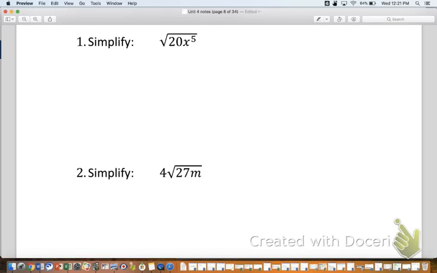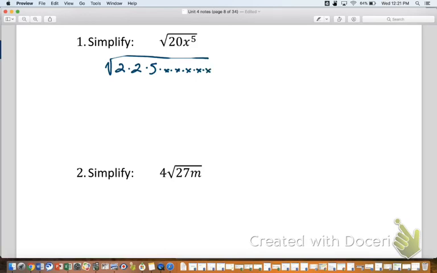I think there's just going to be one thing we need to deal with. I noticed you guys are doing a really great job with your prime factors. So 20 would look like this. It would be 2 times 2 times 5. And then x to the 5th would be x times x, there's 3 of them, 4 of them, 5 of them.